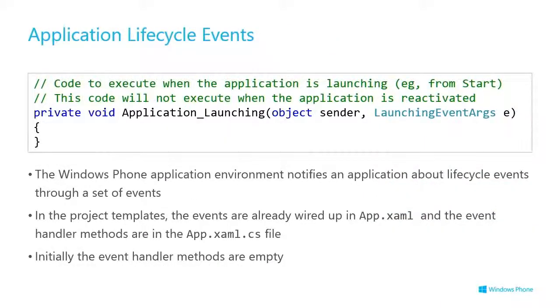On each of these events, when you're being launched, when it's closing, when an app is being deactivated, when it's being reactivated, application lifecycle events fire. And in the project templates, when you create a new project, in app.xaml.cs or .vb, event handlers for all these events are already in place. They're empty, of course, and it's up to you to plug in the right behaviors to implement the kind of application lifecycle support that you need.